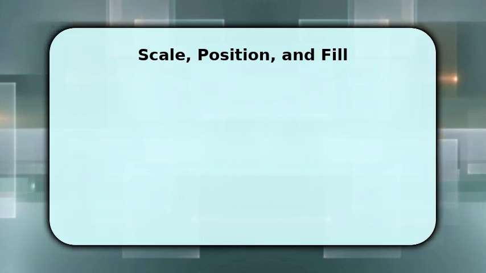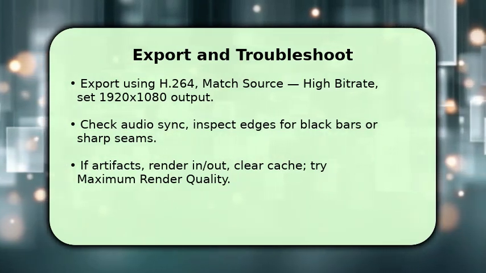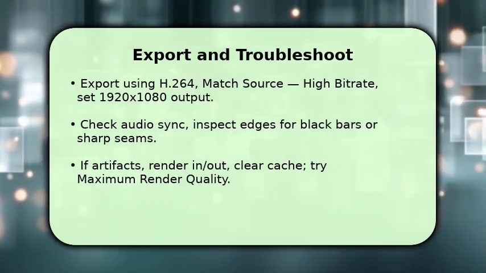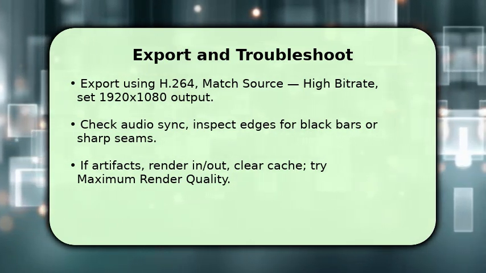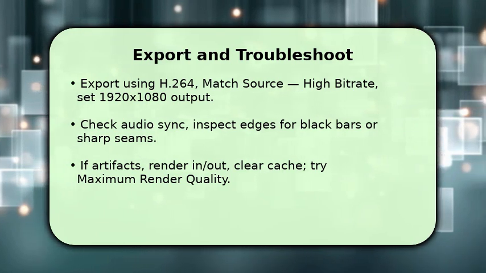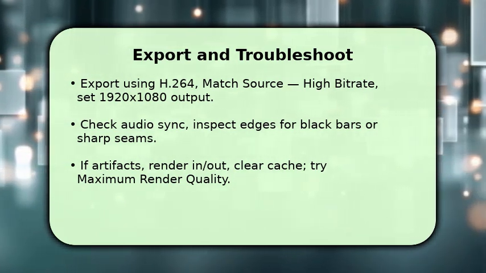You're ready to export. File, Export, Media, choose H.264, set output to 1920 x 1080 and enable Match Source, high bitrate. This preserves quality. Once exported, review the file full screen to confirm no black bars, audio drift, or visible seams between foreground and blurred background.